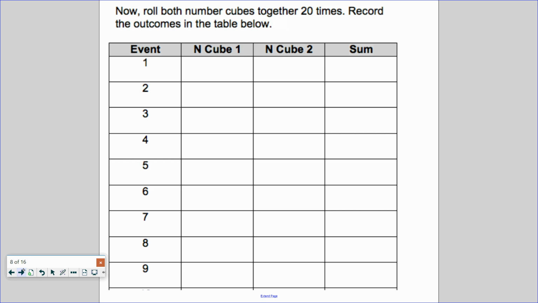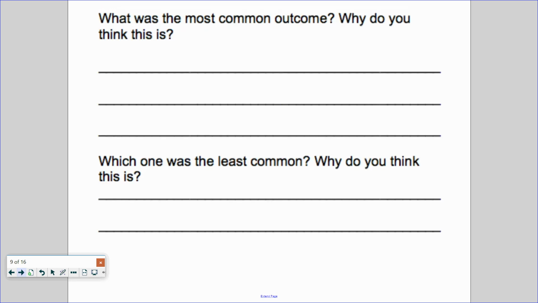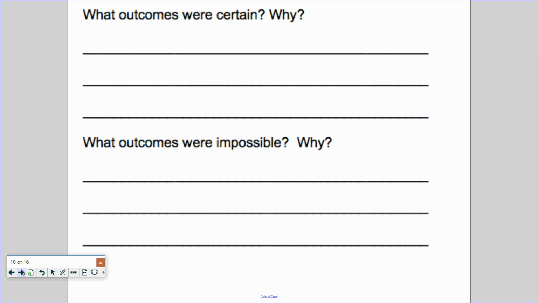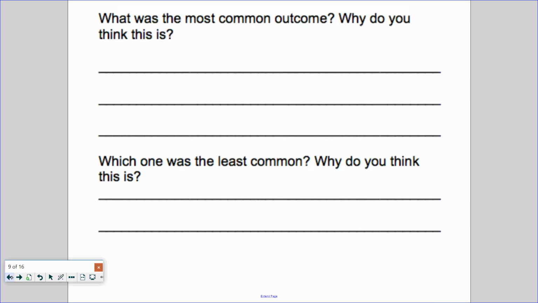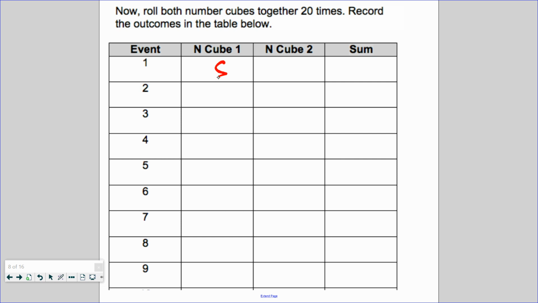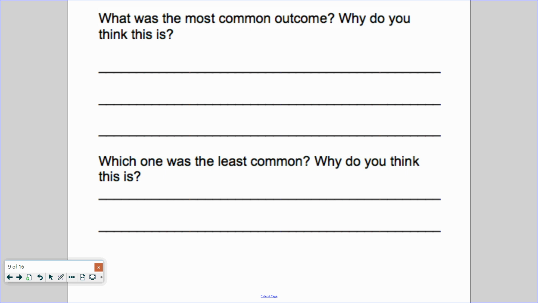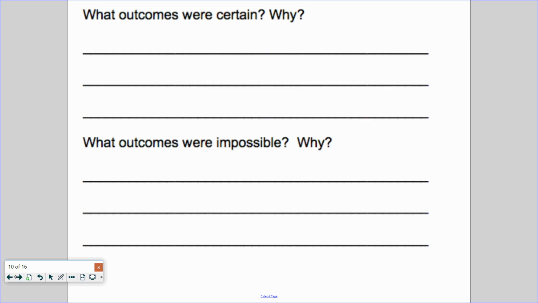So what you're going to be doing after you figure this out is practicing more with these. You're going to roll both number dice together 20 times and record the outcomes in the table. So you're going to write down all the different numbers, like 5 and 3, and then you write down the sum and so on. And then you're going to be answering questions about it, or we just look at the table for the different ways of doing it.